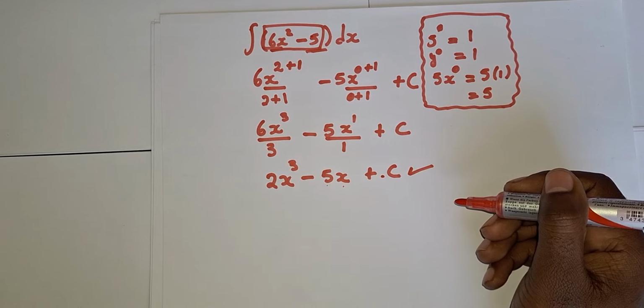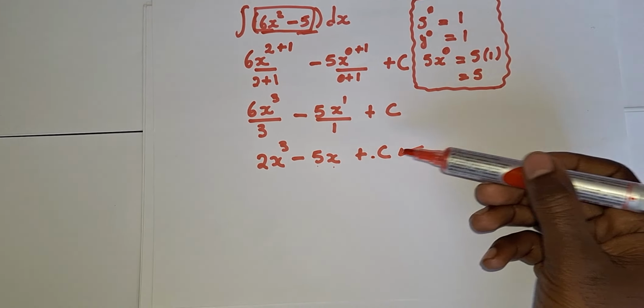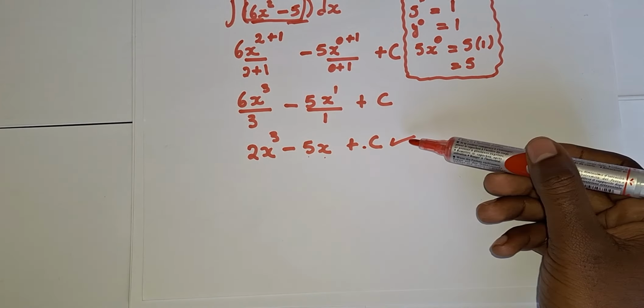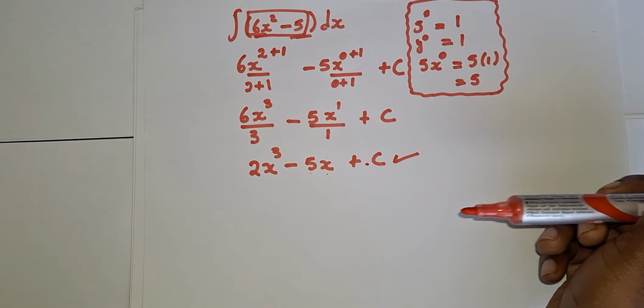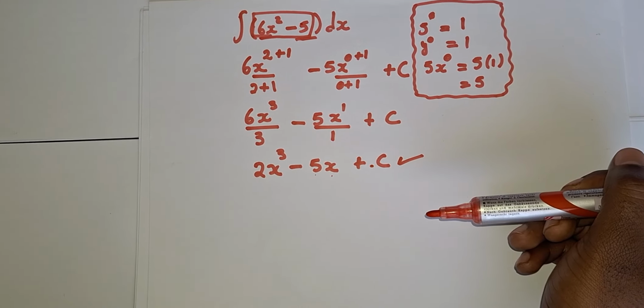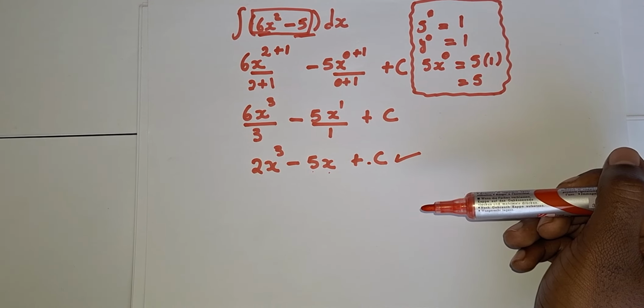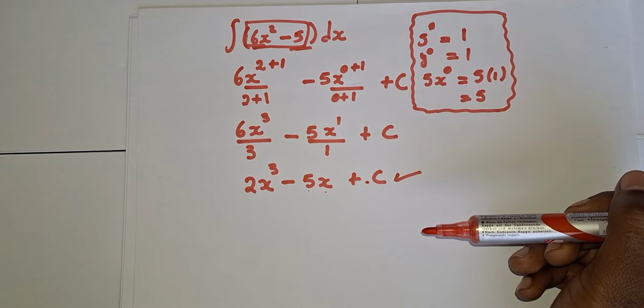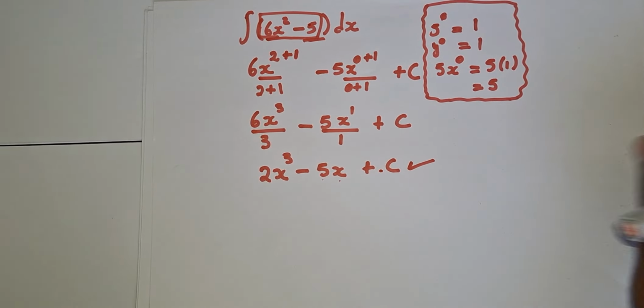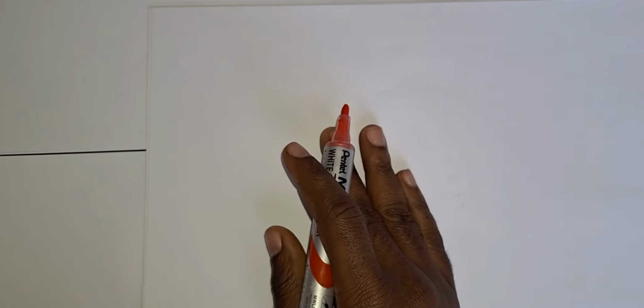So in the previous video I did mention that I will show that when differentiating this expression we will get the first expression that we integrated, which is 6x squared minus 5. So I'll do that in this video and show you how we differentiate. So let me start working on it.